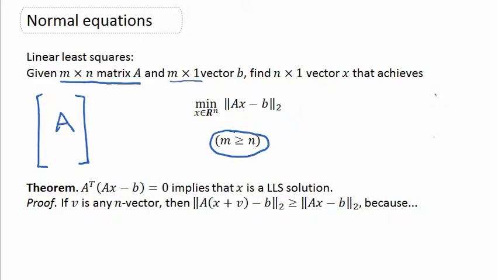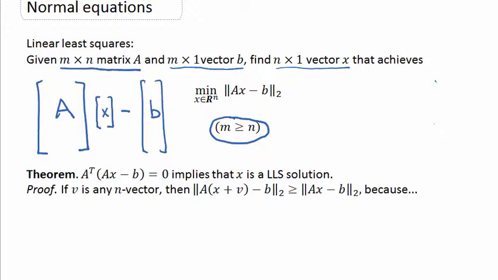Okay, we also have an m by 1 vector b, so it has the same height as A. And the goal of the problem is to find an n by 1 vector x. Remember, n is smaller, and it fits the number of columns of A, so it's a shorter vector. Okay, and we want to minimize the difference between those two vectors as measured in the 2 norm.